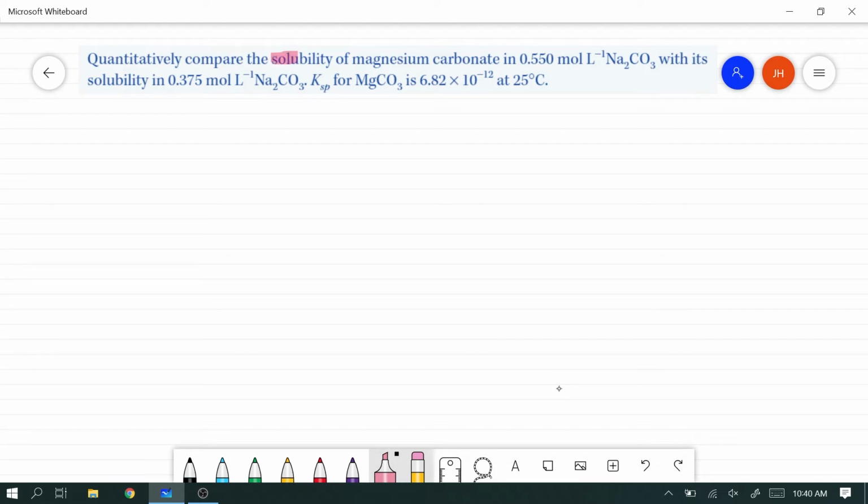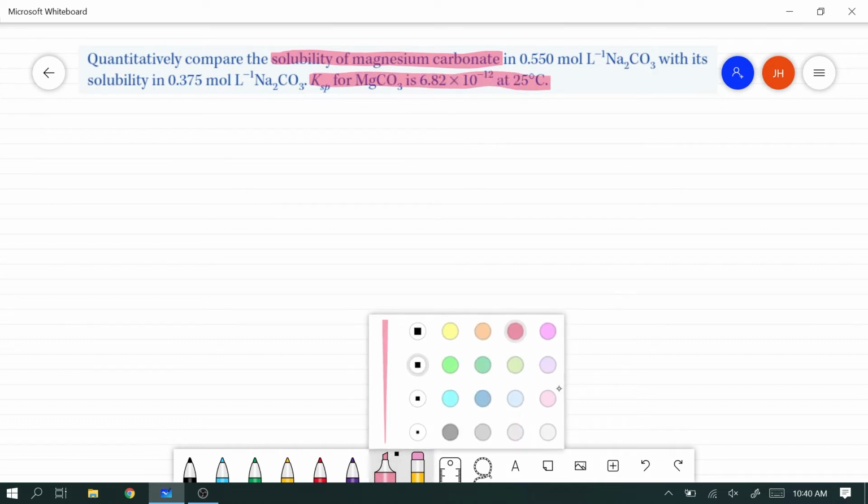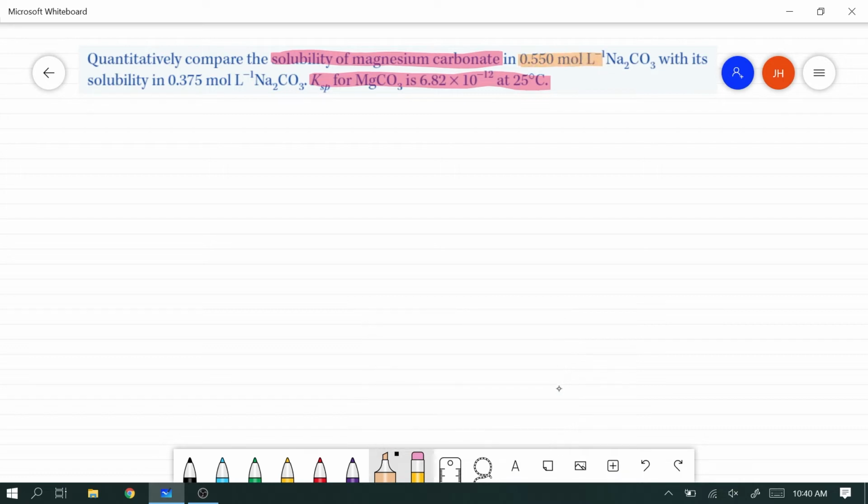So we know that we're looking at the solubility of magnesium carbonate, and that's based on the KSP value that's been given. However, we've been given some information about two different solutions that it's going to be sitting in. So for both of these solutions, it's not just going to be magnesium carbonate in water, but magnesium carbonate being put into sodium carbonate solutions of different concentrations.